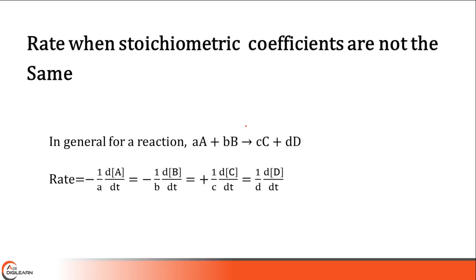We can express the rate of a chemical reaction when the coefficients of reactants and products are not the same. For a general expression, a moles of A, b moles of B, c moles of C and d moles of D. Here the reactants are A and B and the products are C and D. We can write the rate with respect to A as minus 1 by a dA by dt, and with respect to B as minus 1 by b dB by dt. The negative signs indicate the decrease in concentration of reactants. The rate with respect to product C is plus 1 by c dC by dt, and with respect to product D is plus 1 by d dD by dt. These positive signs indicate the concentration is increasing with time.